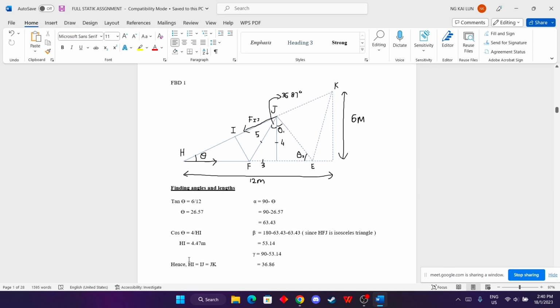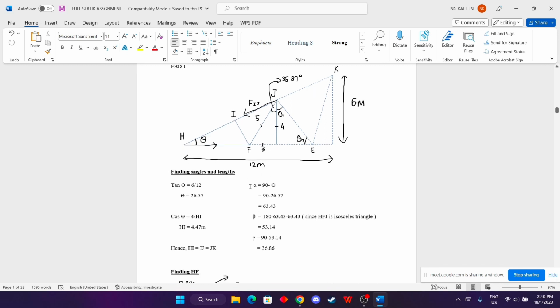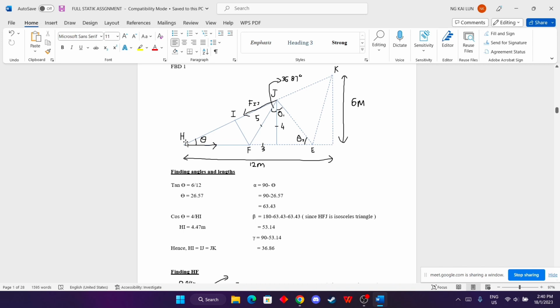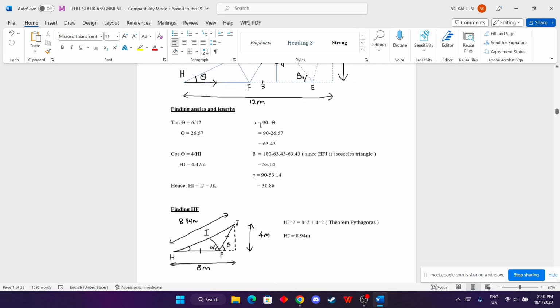From here we know that HI equals IJ equals JK. The lengths are the same: 4 meter, 4 meter, 4 meter. And the height, 6 meter, is also split into 2 meter, 2 meter, 2 meter. So we can safely assume that the hypotenuses of HI, IJ, and JK are the same. This is just me finding the data necessary for my calculation. We can also conclude that H, J, and F form an isosceles triangle, which means the length of HF and the length of FJ are the same.